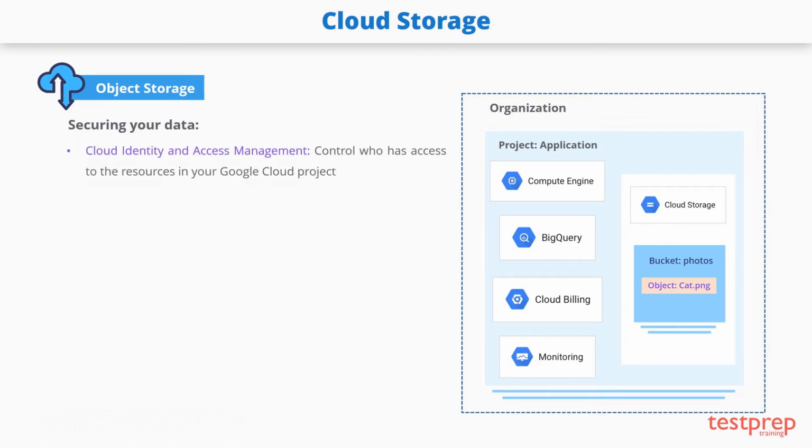1. Cloud Identity and Access Management. Use Cloud Identity and Access Management to control who has access to the resources in your Google Cloud project. Resources include Cloud Storage buckets and objects, as well as other Google Cloud entities, such as Compute Engine instances. You can grant members certain types of access to buckets and objects, such as update, create, or delete.